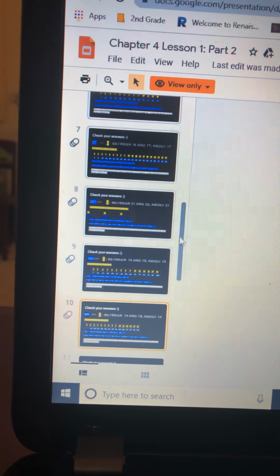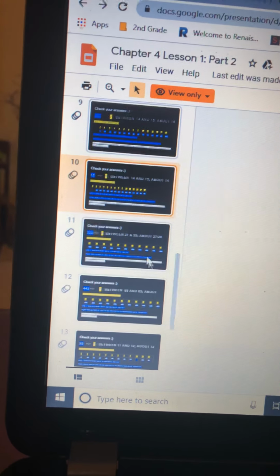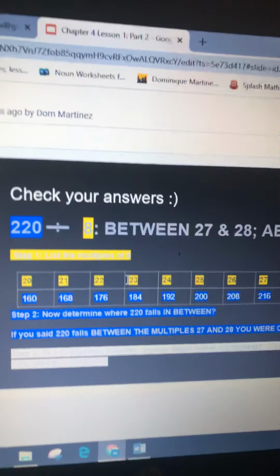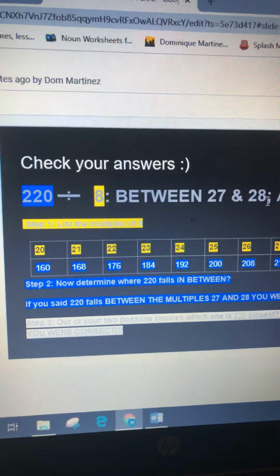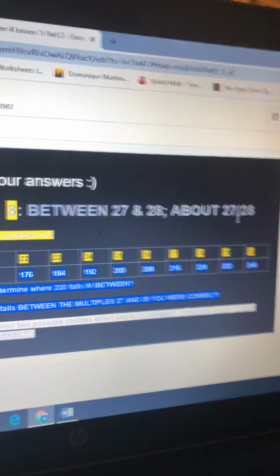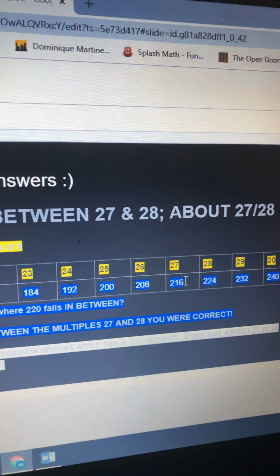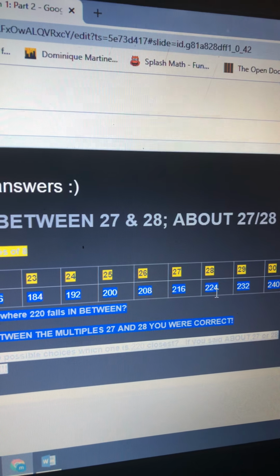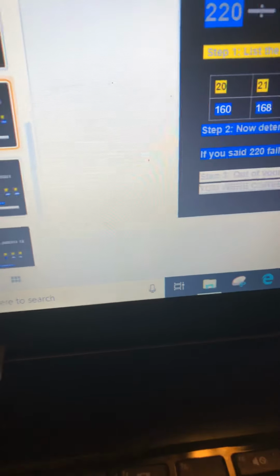And try to hit on the harder problems of these ones. Okay, 220 is between 27 and 28. So it's about 27 or 28. Either one would work because guess what? This number falls flat in between 216 and 224.